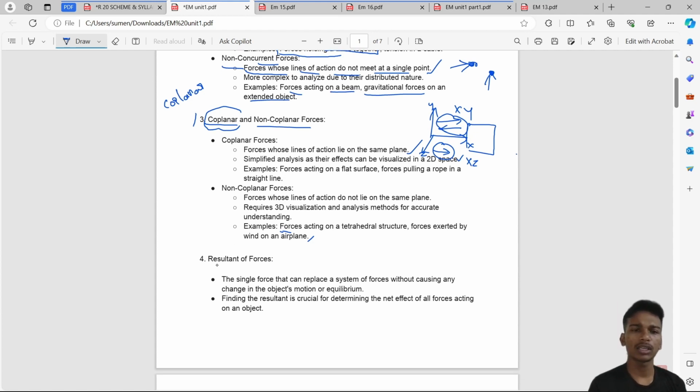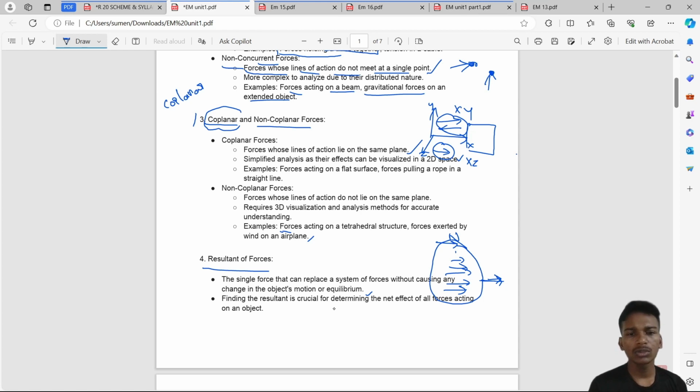And finally, resultant of forces. What is meant by resultant of forces? A single force that can replace a system of forces without causing any change in the object's motion or equilibrium. In the sense, we have a lot of forces: one, two, three, four, five, and up to n forces. Now we are going to consider the summation of all these forces in a single direction, and we are going to represent it as a single force. Summing up these forces will be considered the resultant of these forces. That's what is mentioned over here.